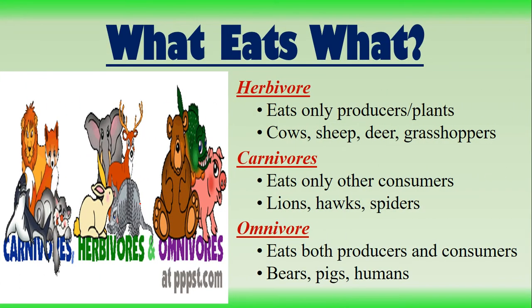Now, what eats what? This is very generalized. There are other categories about what eats what, but we're going to talk about the three major components. Herbivores, they only eat producers or plants. So we're talking about like cows, sheep, deer, grasshoppers. Those are herbivores.